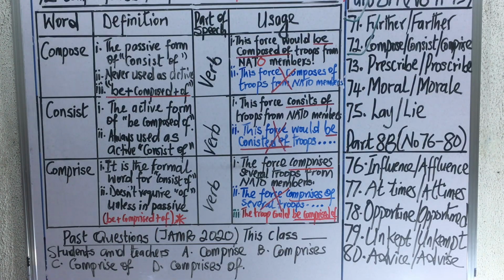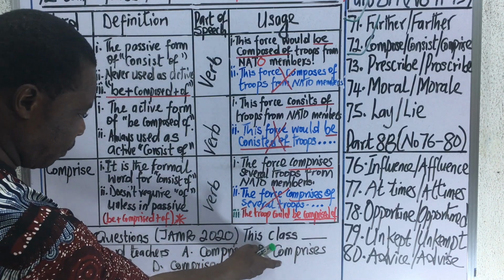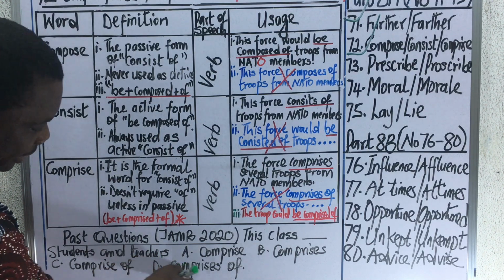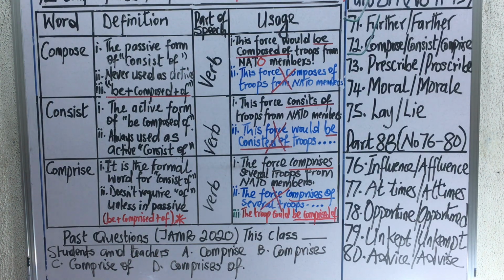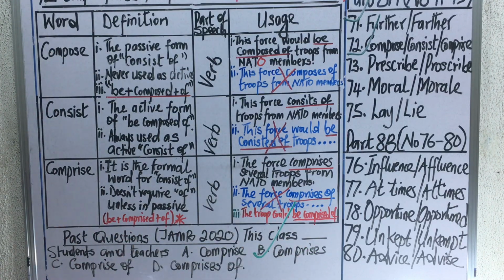JAMB 2020. This class dash students and teachers. A. Comprise. B. Comprises. C. Comprise of. D. Comprises of. Good. The correct answer to this question is option B, comprises. Alright? This class comprises students and teachers. Now, what is the reason for that? Like we said in the course of our explanation, comprise of does not exist in English.